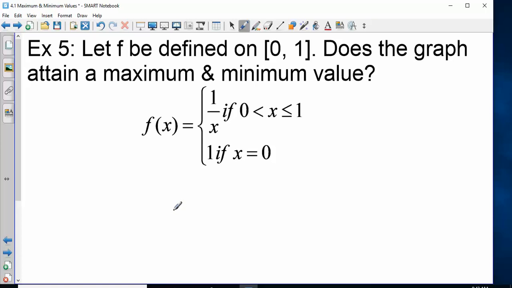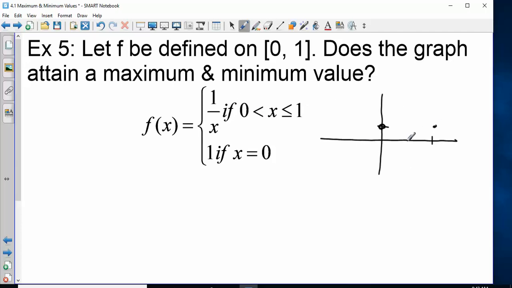Okay, so our function is defined on the interval 0 to 1. Does the graph have a maximum and a minimum value? You always have the option, especially if you get something a little confusing like this, to graph these and figure out what it's saying. It's 1 if x equals 0, so (0, 1) is the point on my graph. It's 1 over x if x is between 0 and 1. So for instance, if I plugged in a 1, 1 over 1 is 1.